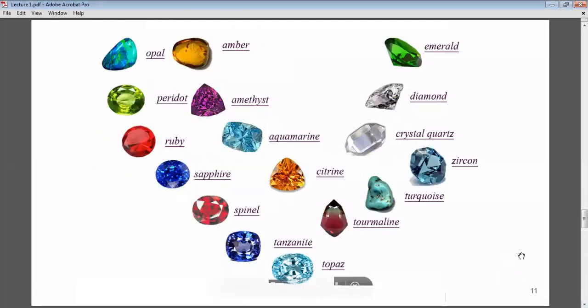Some beautiful jewels that appear naturally, we can find on this slide. So we can find the opal, the peridot, the ruby, the sapphire, perhaps you know the diamond, the emerald, the crystal quartz. Okay, so these occur naturally around us, and these are single crystals.